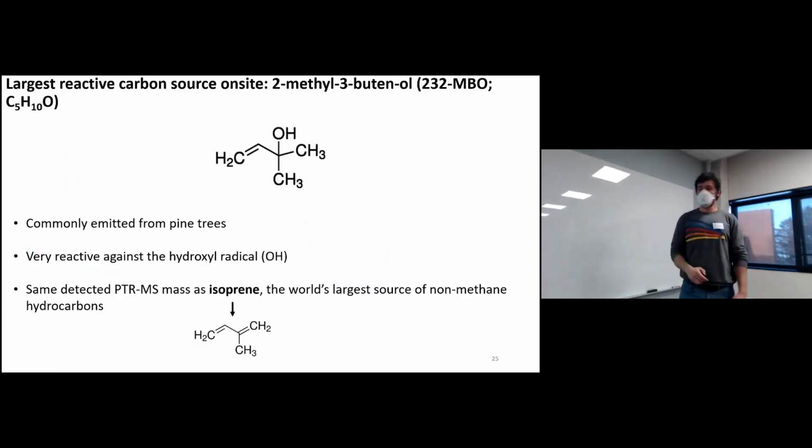So now I'll just go through some results because they're fun. The largest reactive carbon source that we saw at the site was 232 MBO, or methylbutenol. It looks like this. Here's some chemistry. It's commonly emitted from pine trees. It's very reactive against a very common oxidant, the OH radical. And what's interesting to atmospheric chemists is also that when you detect it, it's actually the same mass, the same charged product as isoprene, which is the world's largest source of non-methane hydrocarbons. So it's important to get both these numbers correct. Also, it kind of smells like old celery.